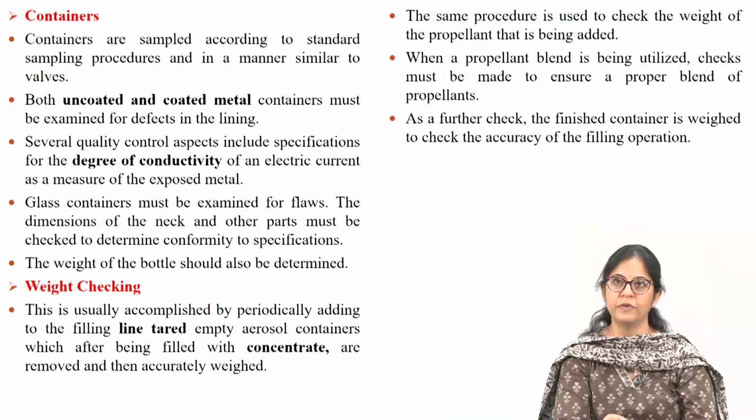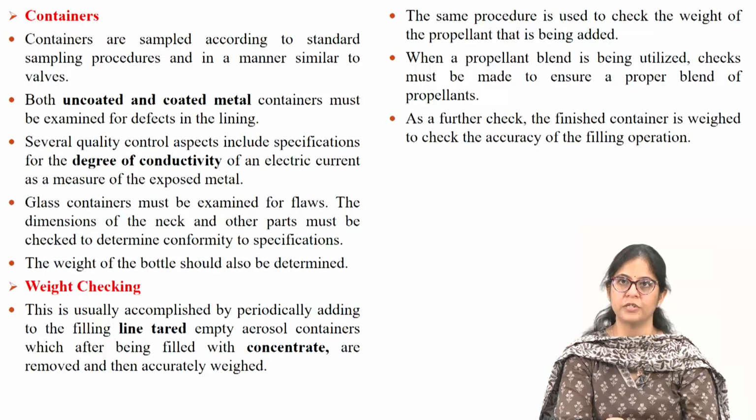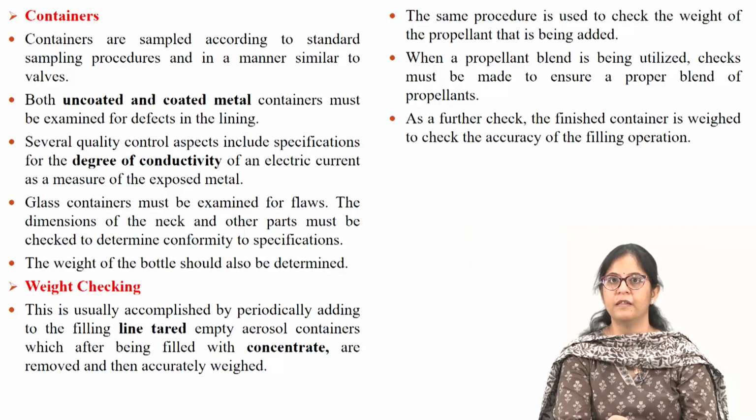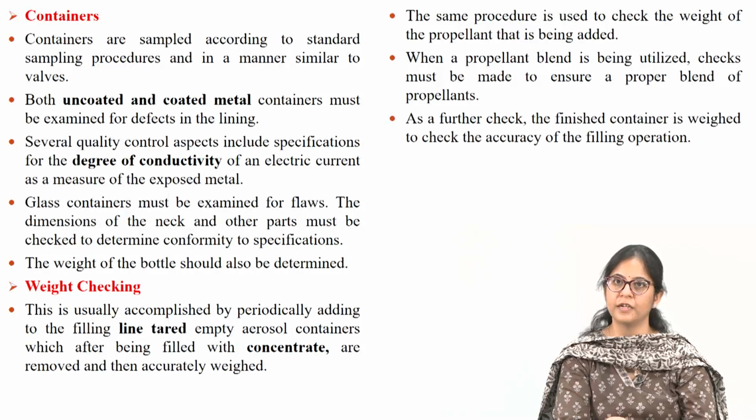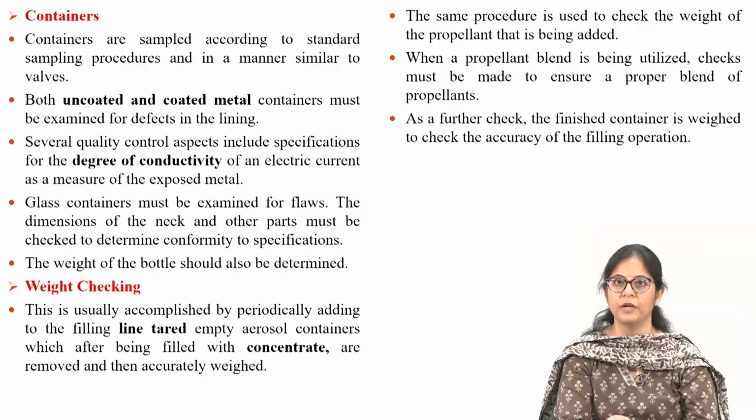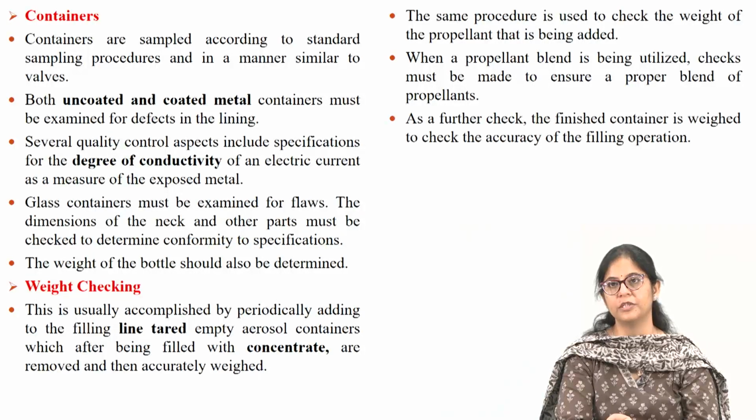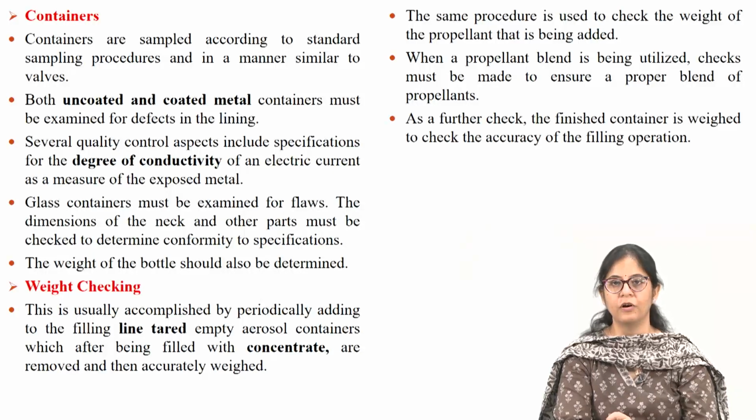Containers are also sampled according to the standard sampling procedure. Both uncoated and coated metal containers must be examined for defects in the lining. Several quality control aspects include specifications for the degree of conductivity of an electric current as a measure of the exposed metal. Glass containers must be examined for flaws. Dimensions of the neck and other parts must be checked to determine conformity to the specifications. Also, the weight of the bottle must be determined.